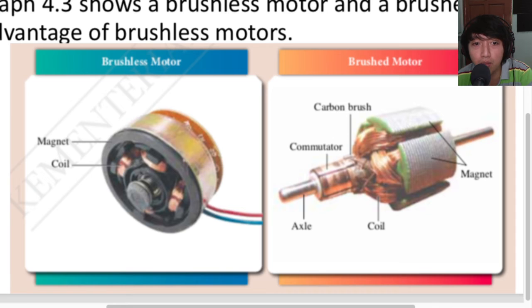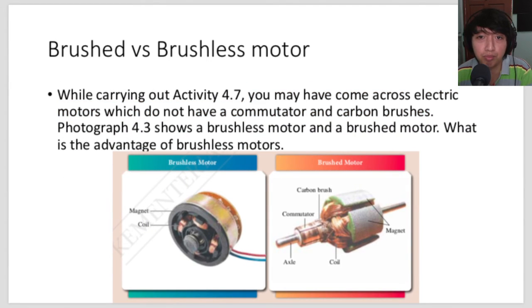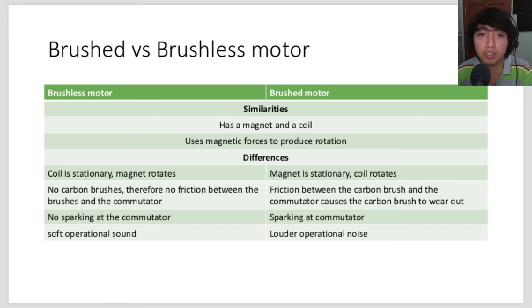If you look at it, the main difference is, you can see on the brushed motor there's the commutator, and on the commutator there are gaps. There are gaps between the commutators so that you can change the direction of the electric current. Now, in this brushless motor, there is no gap. The coils are like this and there's a magnet outside. You also notice that the magnet is basically just one round magnet. So what are the differences and what are the advantages? These are basically all the differences.